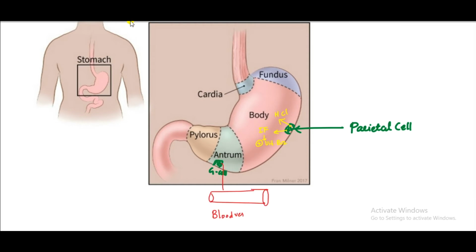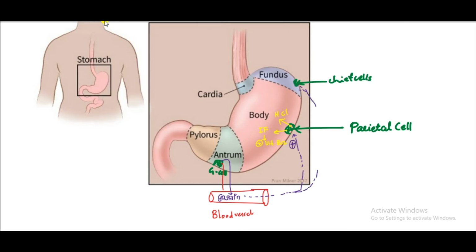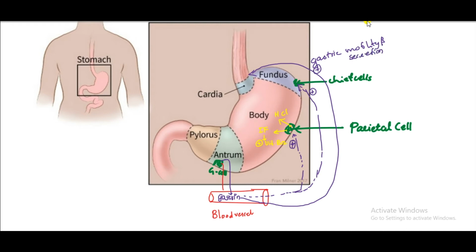And it has a positive feedback on the parietal cell and it leads to the production of HCl. And gastrin has a positive feedback on the chief cells. I already said that chief cells produce pepsinogen, and gastrin has a positive feedback on gastric motility and its secretions. Gastrin also has a positive feedback on gastric emptying.